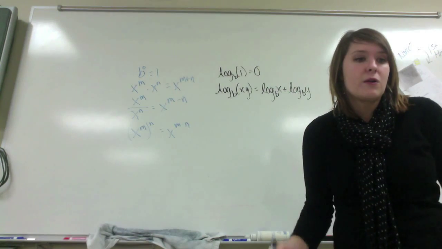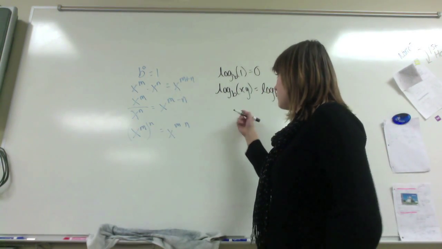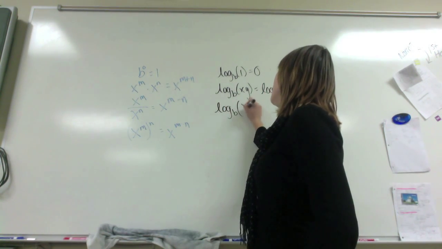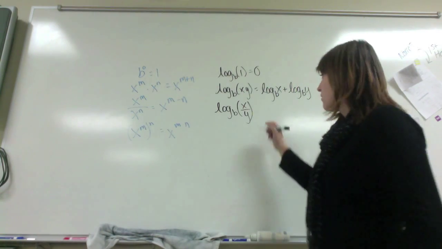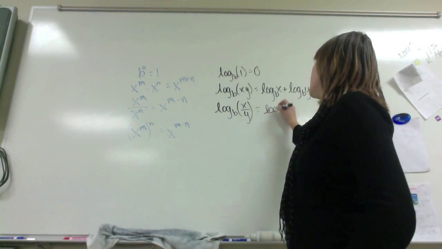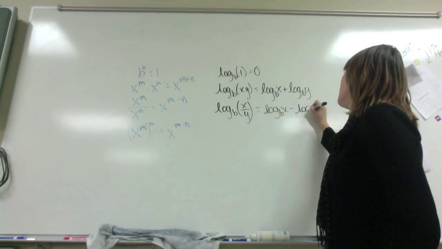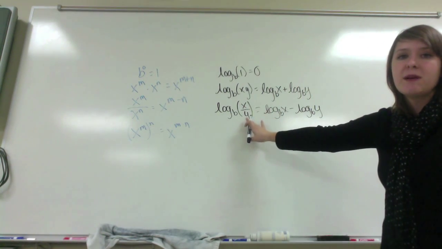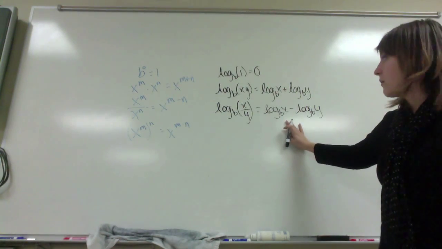Okay, we've also got our logarithm of a quotient rule, which is very similar to this exponent rule. So basically that says that if you have x divided by y inside your logarithm, you can split that up into log base b of x minus log base b of y. So basically, if I've got that quotient inside my logarithm, I can split that into a subtraction between two different logarithms.